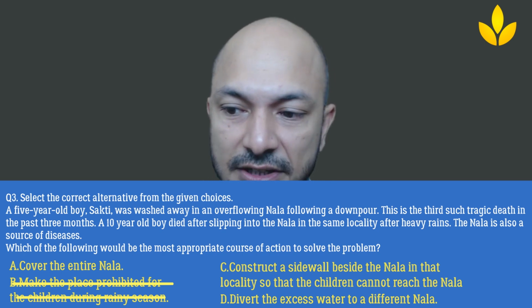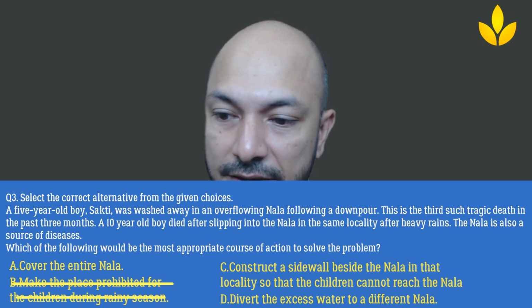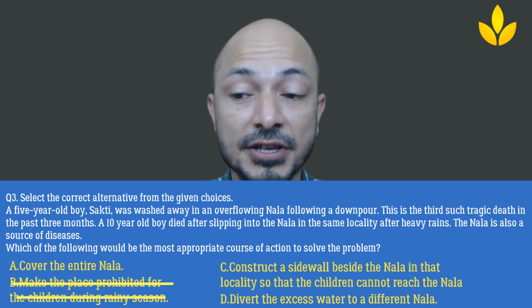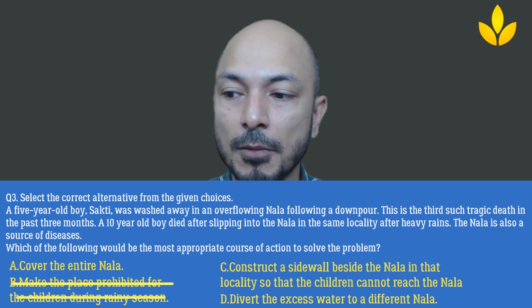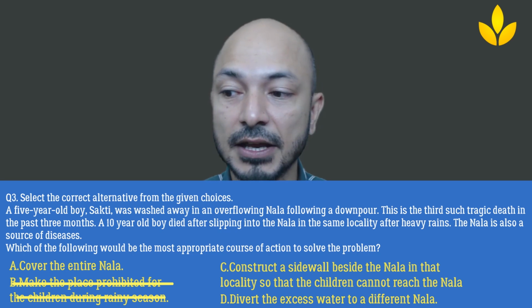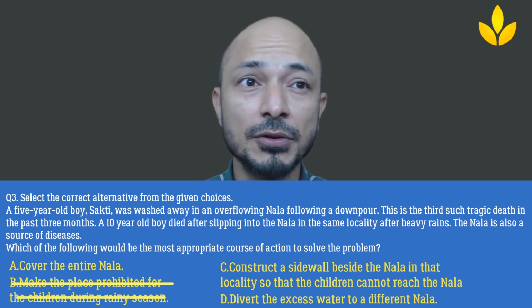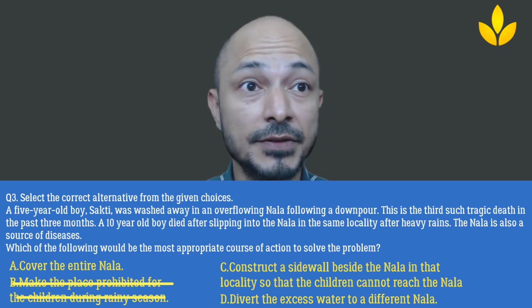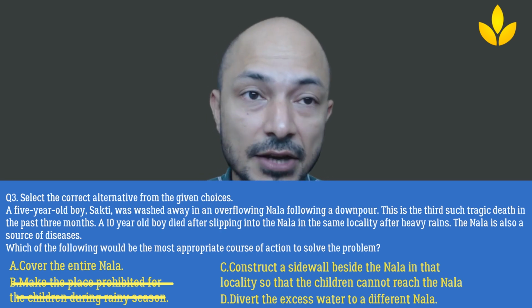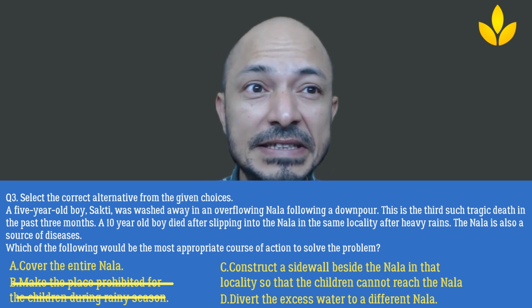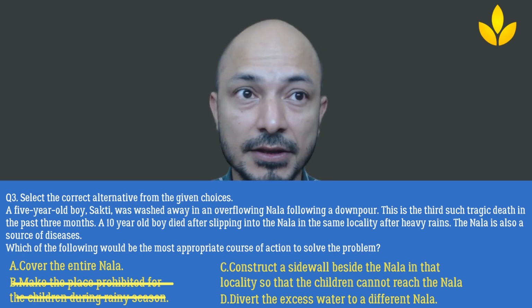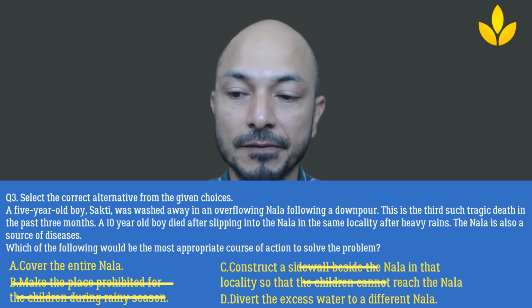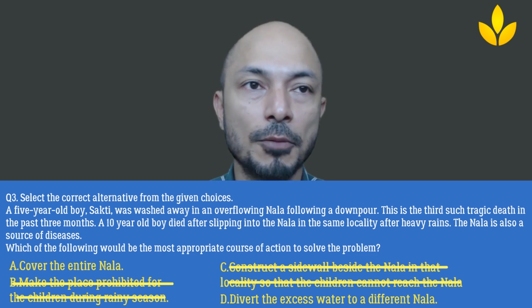Option C says construct a sidewall beside the nala in that locality so that the children cannot reach the nala. Once again, I don't think it solves the root of the problem. Even if a sidewall is constructed, the children may not be able to reach, even though someone might jump over the sidewall, but the problem of disease spreading and germs and bacteria infecting the nala won't be solved. So we can again leave aside option C.